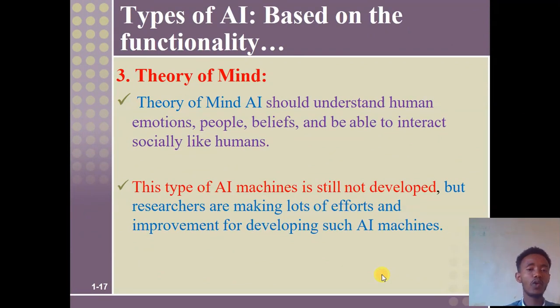The third one is theory of mind. With theory of mind, artificial intelligence should understand human emotions and beliefs, and be able to interact socially like humans. This type of artificial intelligence machine is still not developed, but researchers are making a lot of efforts and improvements toward developing such an artificial intelligence system.